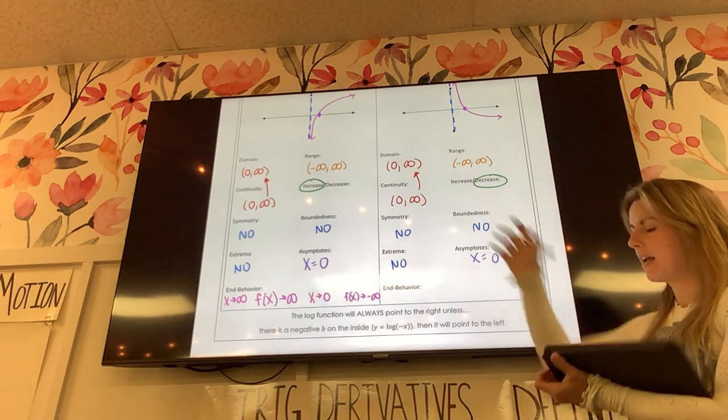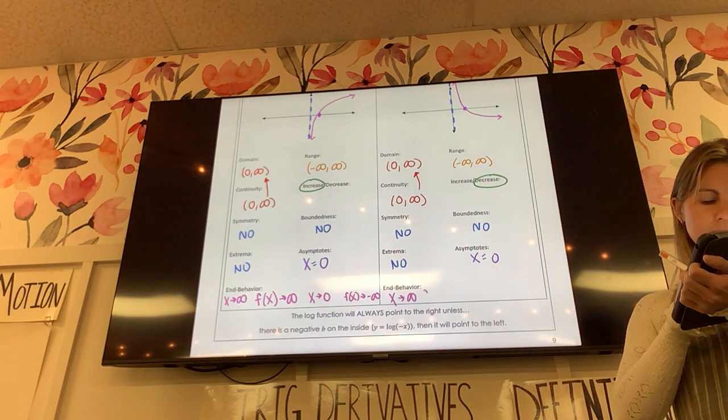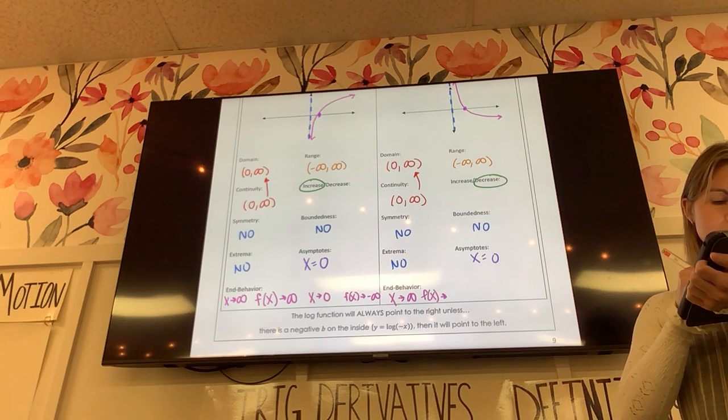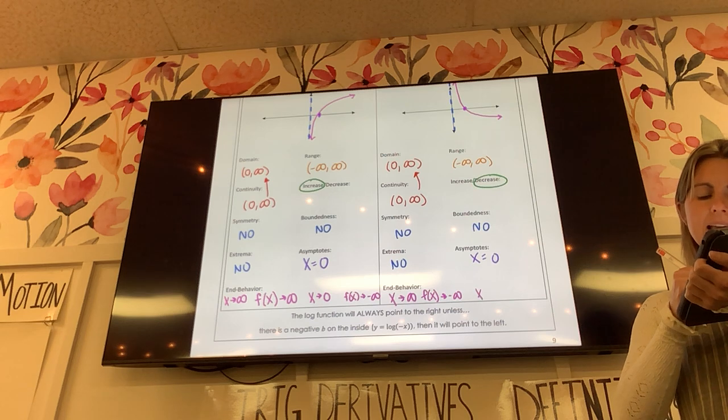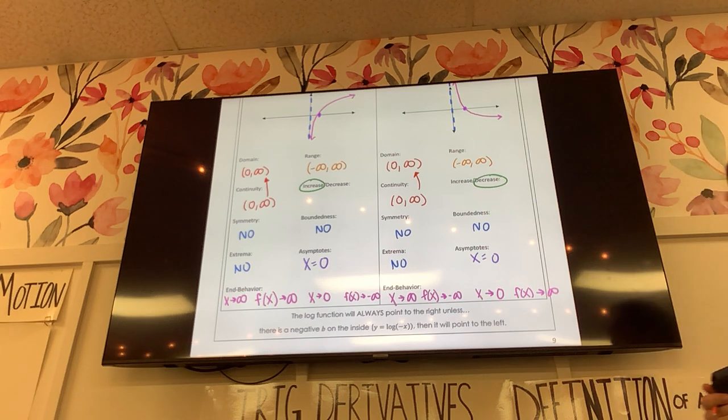All right, so on my decay function here, as x is going to infinity, where's your function going? 0. Negative infinity. And then as x is approaching 0, where's your function going? Infinity. All right, so you're just going to have to kind of sketch your graph and look at your end behavior. But that's how that works.